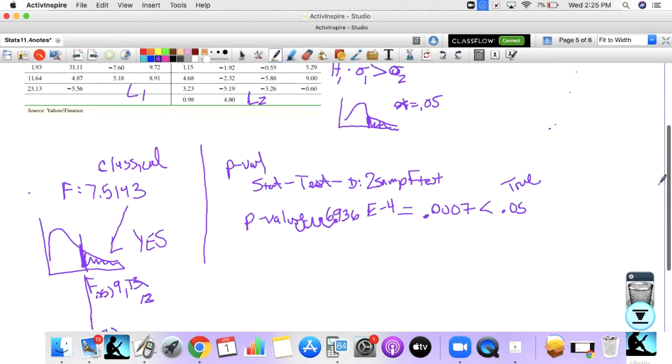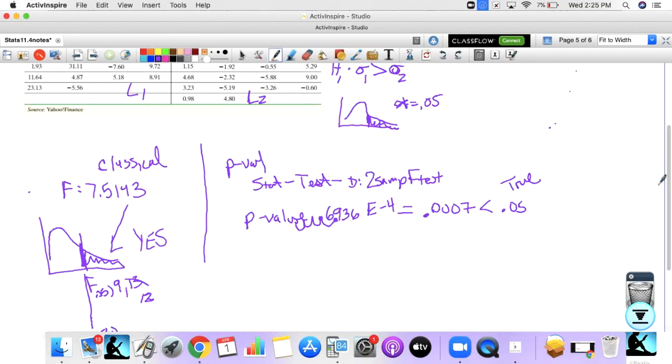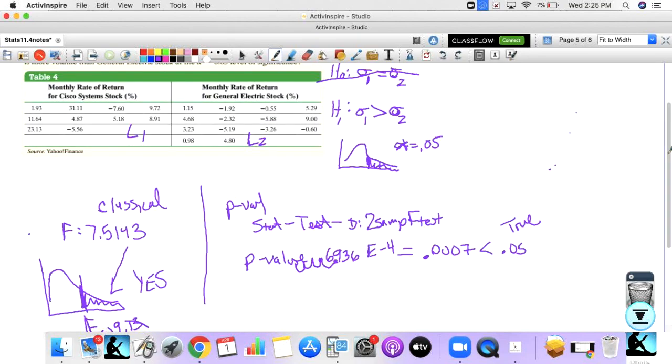You also could reword that a little differently. You could say there is enough evidence at a 0.05 level of significance to say that Cisco stock, because it has a higher standard deviation, is more volatile than GE stock. And that's what they were really asking us about, right? Volatile. So saying that Cisco stock is more volatile than GE stock would also answer that question.